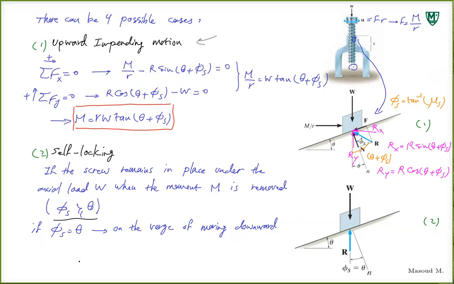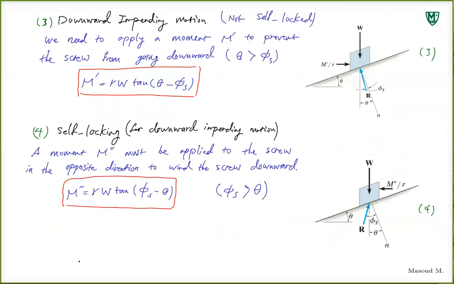Now, remember when I said 4 possible cases, now you see that these are not mutually exclusive. You can have a self-locking screw mechanism, meaning that when you remove the moment, it's self-locking, and when you apply the moment for upward impending motion, you can use the relationship you derived for upward impending motion. So these are not mutually exclusive when I talk about possible cases, right? Exactly like the example we see. We have upward impending motion, and it's also self-locking, meaning that if you remove M, it's just going to stay where it is, which makes sense, right?